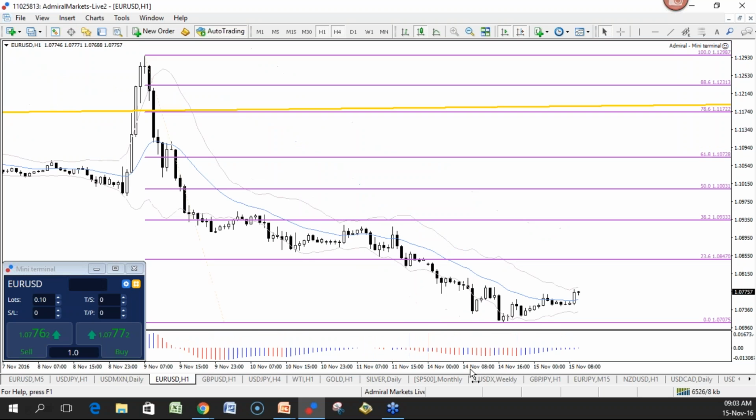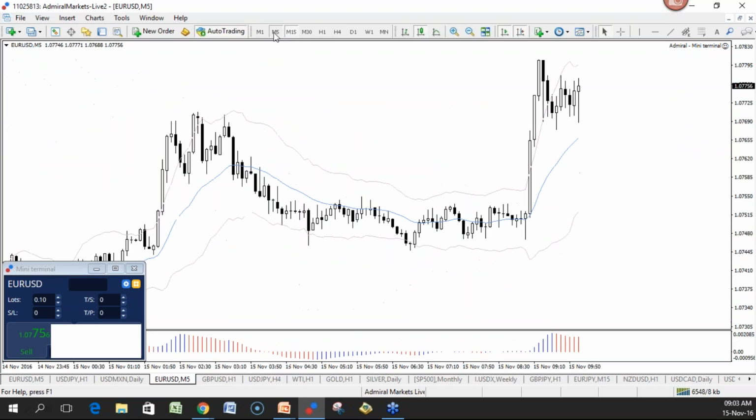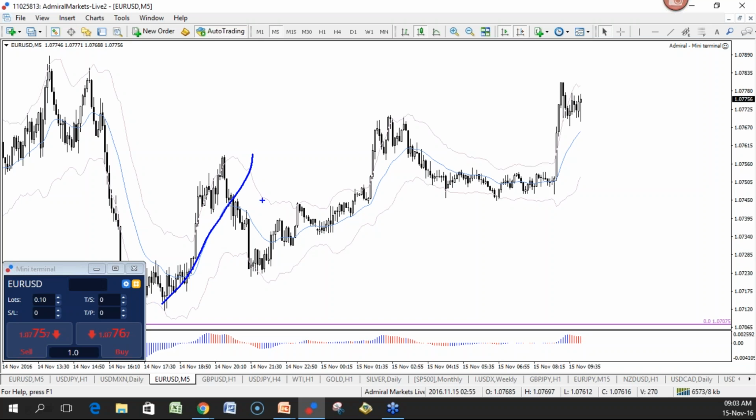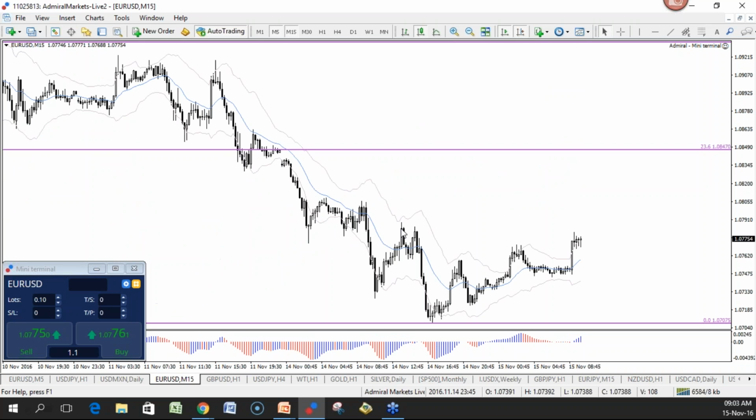From an intraday perspective, it looks bullish to me. We're seeing momentum up, correction, momentum up, correction. So to me, this looks ready for continuation higher.